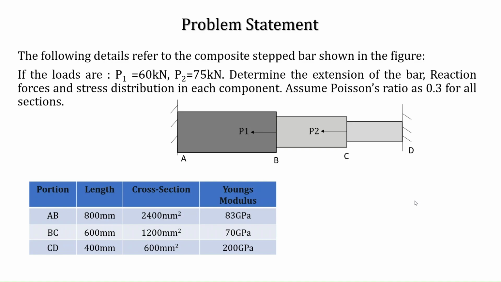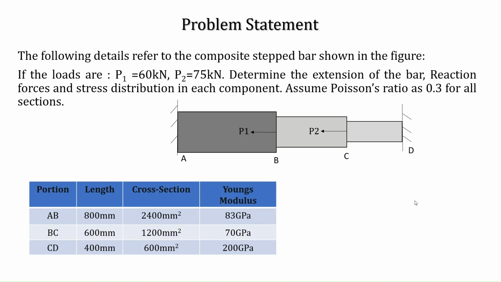Moving on to the geometrical properties, the length of component 1, that is AB, is 800 mm, the cross-sectional area is 2400 mm square, and its Young's modulus is 83 GPa. For the portion BC, the length is 600 mm, its cross-sectional area is 1200 mm square, and the Young's modulus is 70 GPa. The last portion of the composite bar is CD, which has a length of 400 mm, a cross-sectional area of 600 mm square, and a Young's modulus of 200 GPa.